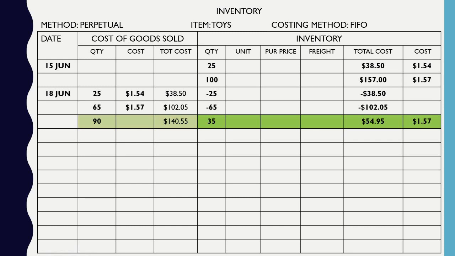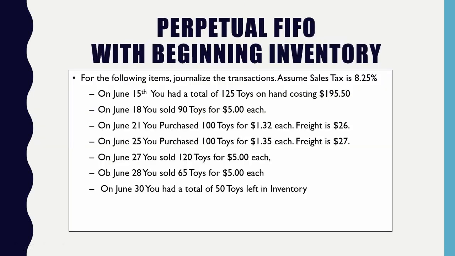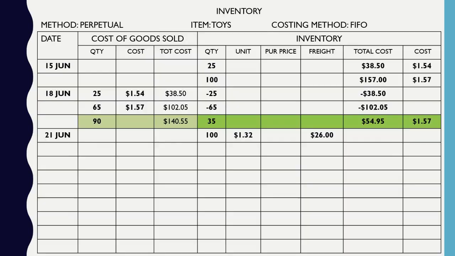So then, last but not least, well, actually, sorry, not last but not least. On the 21st, you end up purchasing 100 toys for $1.32 in the freight of 26. So just as usual, you're going to plug it in, right? Got your total purchases of 132 plus 26 gives you a total of 158, right? Which leaves you $1.58. And I'm going to make that another color just so I can keep track of it, okay?